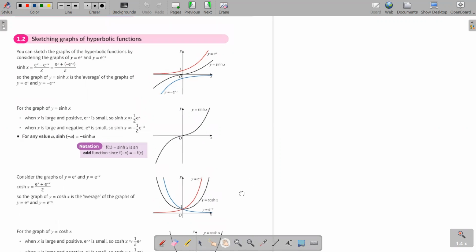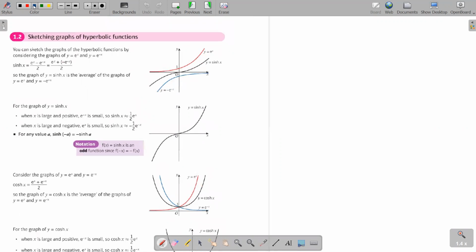So what are we talking about here? Now you know all these hyperbolic functions, sinh, cosh, tanh, they're all defined in terms of exponentials, like e^x and e^(-x). Those are the two main functions that we use, right? So for example, sinh x is (e^x minus e^(-x)) divided by 2. These are the equations.